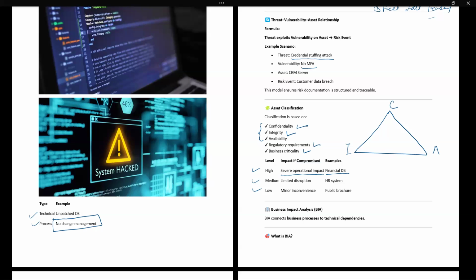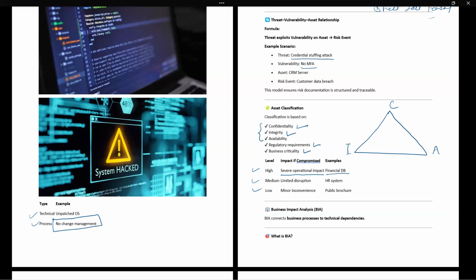Then let's take an example of medium level. Medium level could be like limited disruption. It's not a complete outage, it's not complete disruption, but limited up to some extent. Like HR systems. If your HR systems are not available, it's fine because the only thing you might lose is that you're not able to see your leave which you have already taken. Maybe you are not able to apply for leave, or you are not able to request your experience certificate or something like that. So HR systems are critical, but not that critical like your financial database.